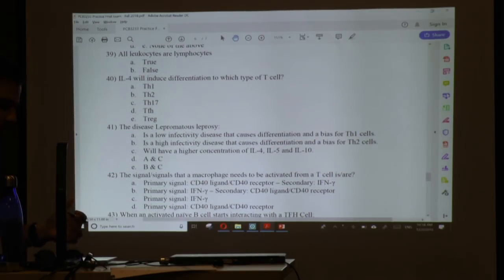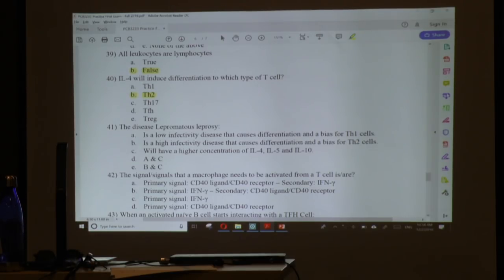So all leukocytes are lymphocytes? False, right? All lymphocytes are leukocytes? Yes. Cool. IL-4 will induce differentiation of which type of T cell? TH? What's that? 2. Yes. Awesome.